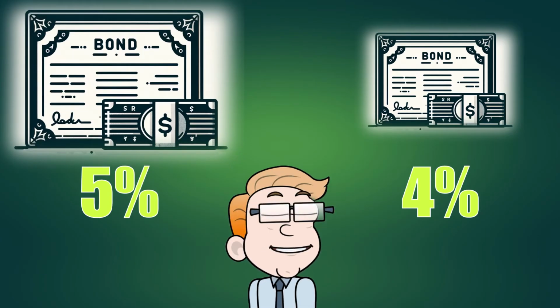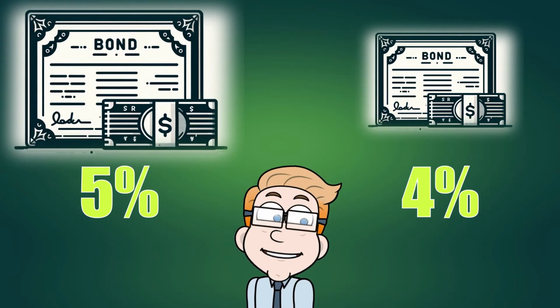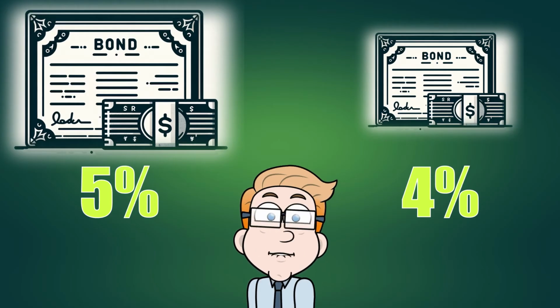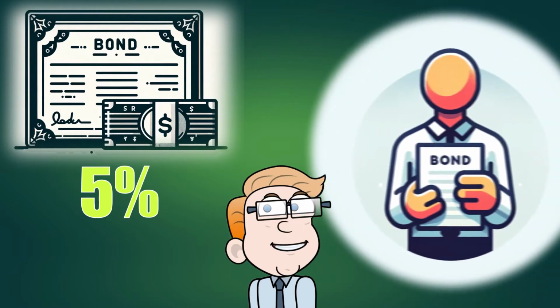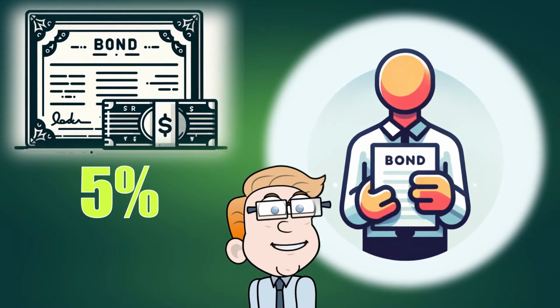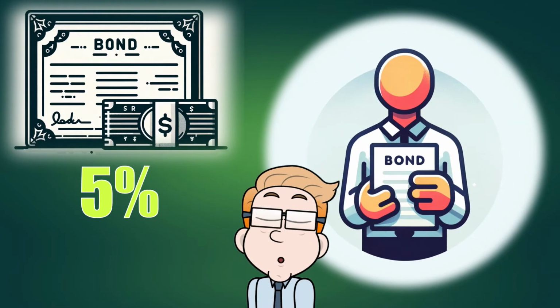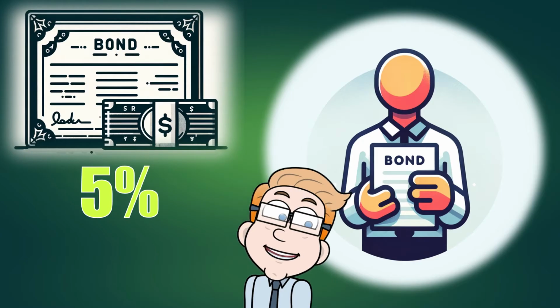So, it's important for bond investors to understand this because it affects the value of your investment, especially if you plan to sell the bond before it matures. However, if you hold on to the bond until it matures, you'll still get back the full amount you loaned, regardless of interest rate changes, unless the issuer defaults.